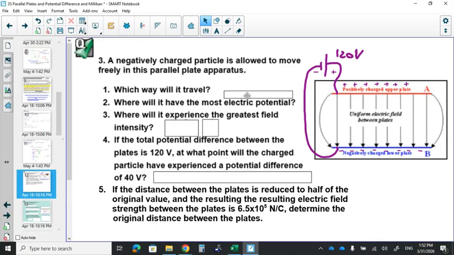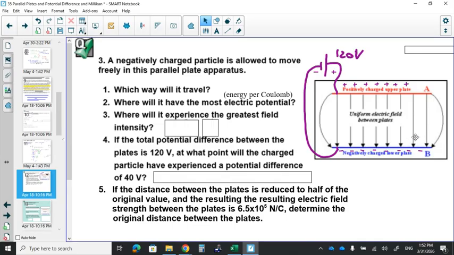Because it's a negative, it's going to go the other way. Next here, where will it have the most electric potential? First, we have to remember, what does electric potential mean? That means energy per charge, energy per coulomb. And so where's going to have the most energy?